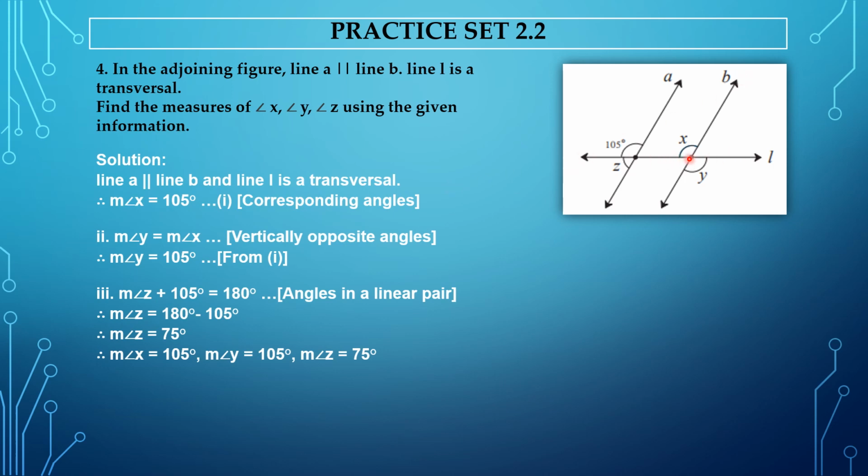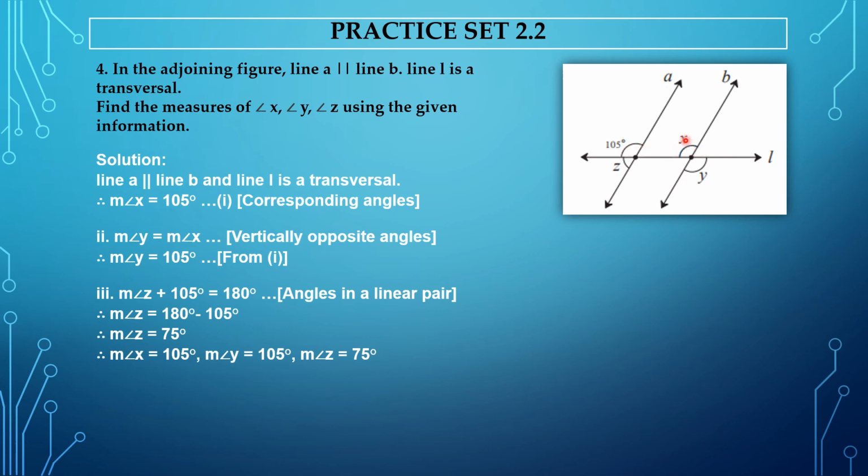Now angle X and this angle, which is shown in the figure, given measurement is 105. They also form corresponding angles. So measurement of angle X equal to 105 degrees. Reason: corresponding angles. Okay, students.